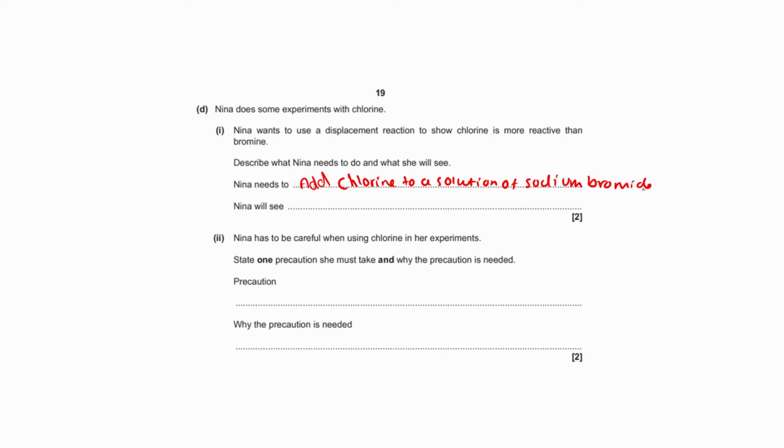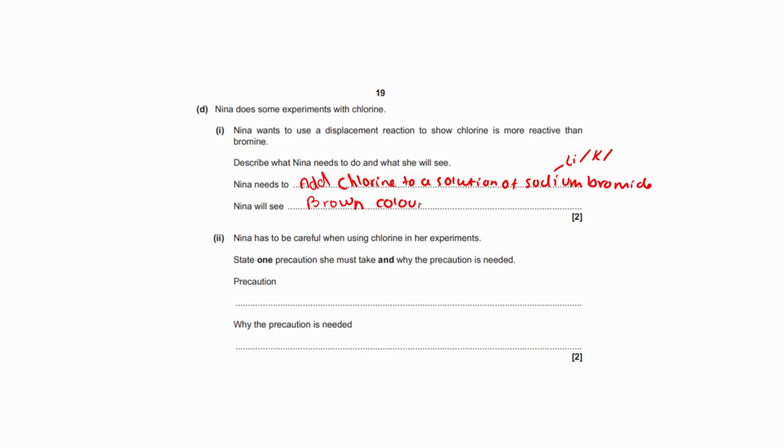This is a bromide salt. It doesn't have to be sodium, it could be lithium bromide, potassium bromide, any bromide, any salt of bromide. But bromine needs to be present. But I've just chosen sodium. So add chlorine to a solution of sodium bromide, and then what you'll see is a brown color.